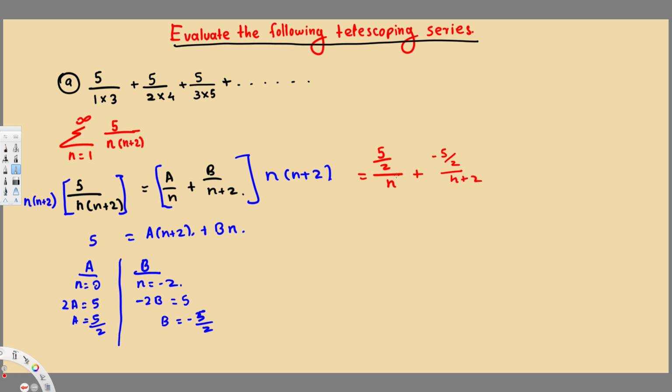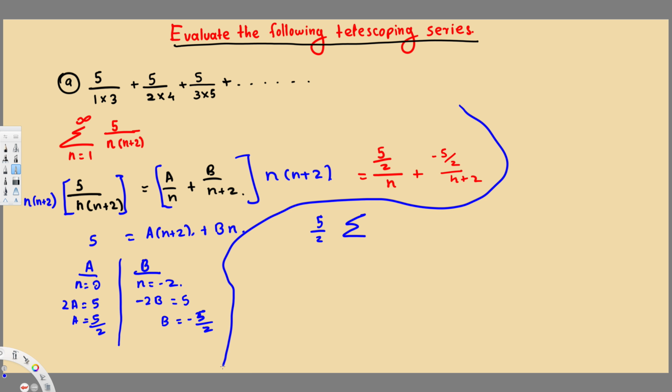Now what we can do is bring the sigma notation back and plug in these values. If you notice, 5 over 2 is common, so I can take it to the front of the sigma. So let's separate this one: 5 over 2 in front of the sigma, and we are going to have 1 over n plus negative, actually minus.